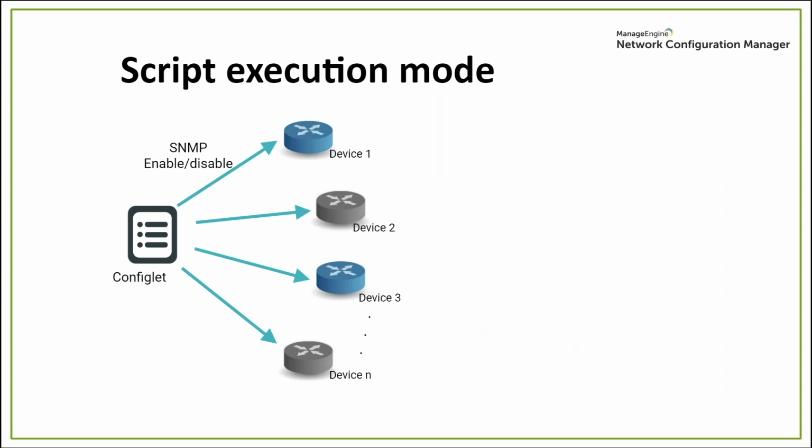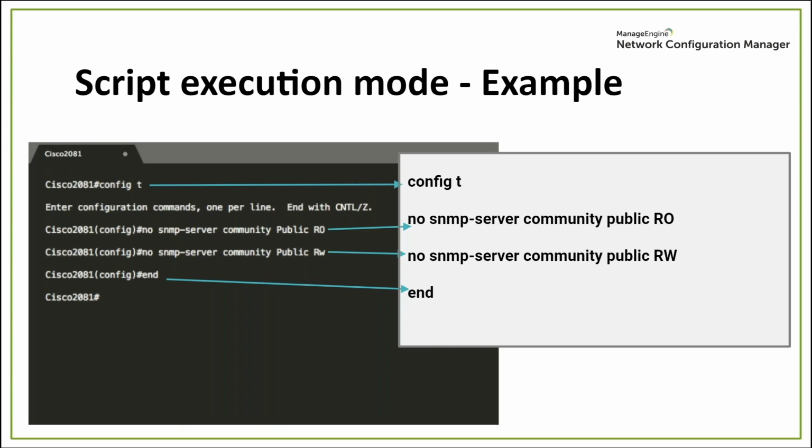So first let us discuss script execution. Script execution mode is where you push a configlet to multiple devices at one go, and the commands get executed in a sequence. So certain examples for script execution mode are SNMP enabling, disabling, or firmware image uploading, downloading, etc.